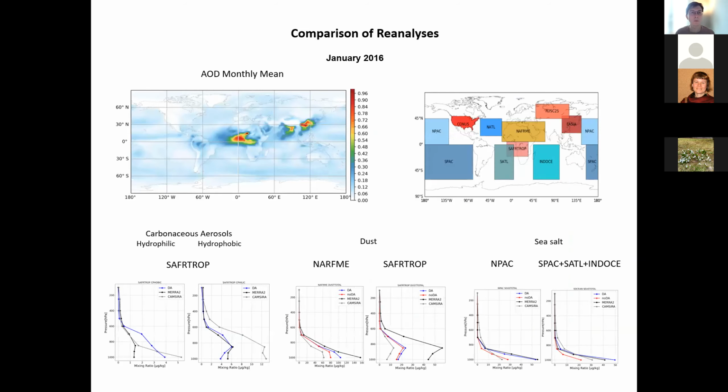And here you see that despite the fact that the AOD was quite similar, the aerosol profiles for these various domains that I plotted differ. Okay, so this is just to point out that despite having very close AOD, the vertical profiles differ quite a bit between the various analyses, between MERRA and CAMSRA and ours, in terms of carbon and dust and sea salt.